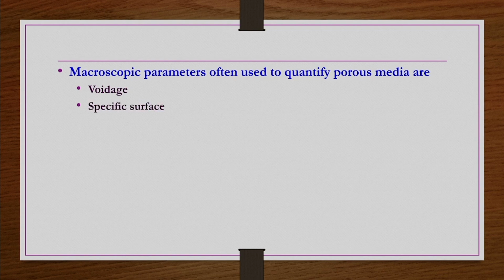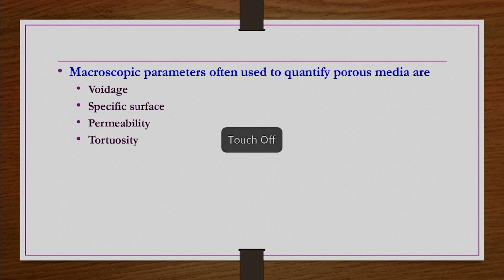So, in this particular lecture, we are going to obtain the frictional pressure drop for a packed bed using the characteristics of the bed at the macroscopic level. What are those characteristics? Just now we mentioned the voidage, then specific surface, then permeability, then tortuosity. All these things are known to us. However, let us have a recapitulation.